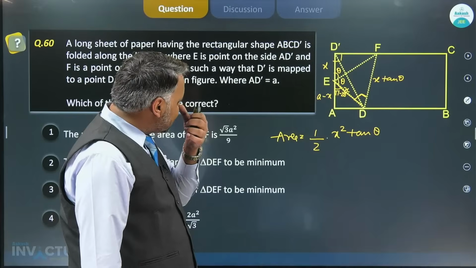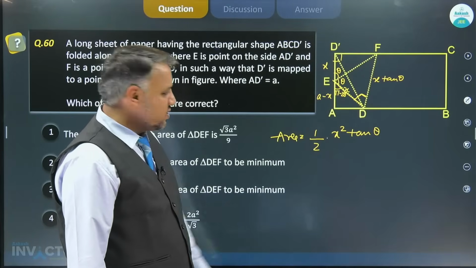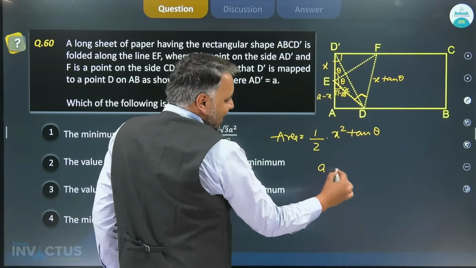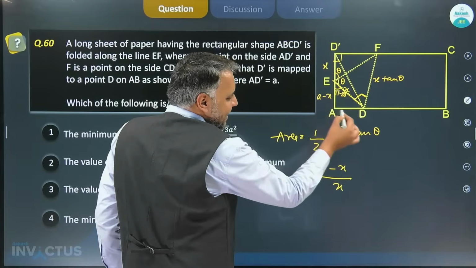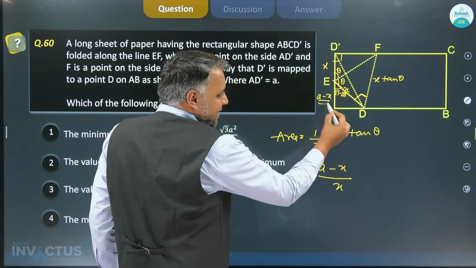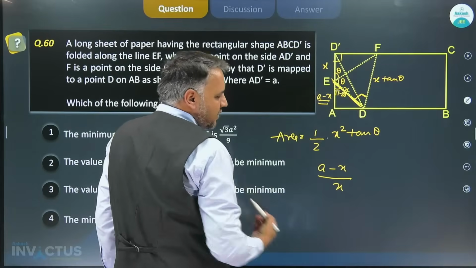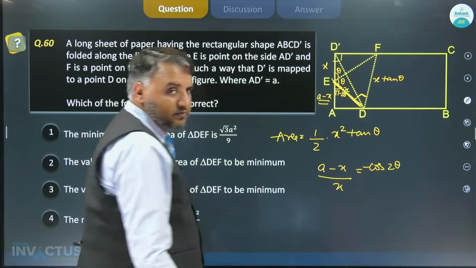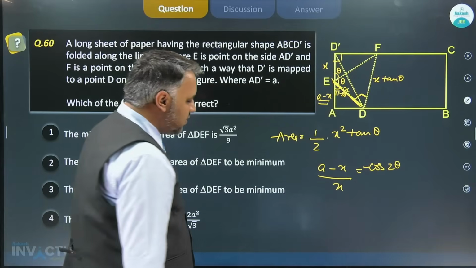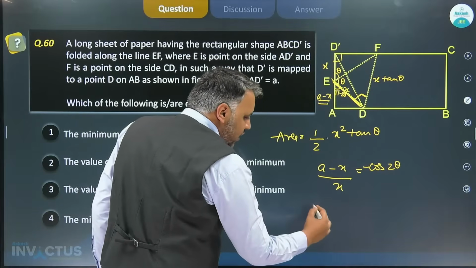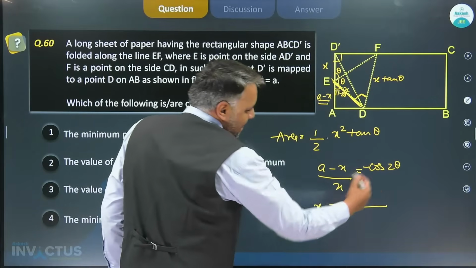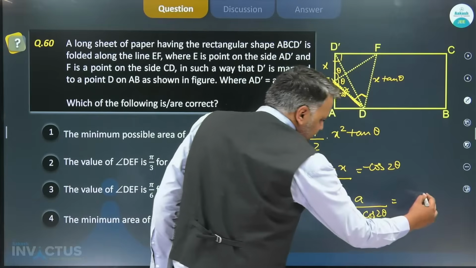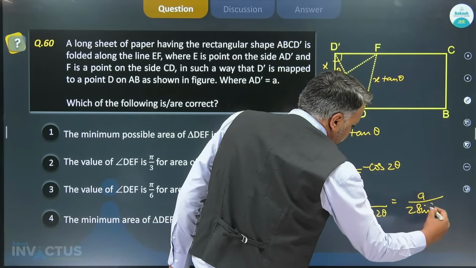Now can we calculate some relation between x and theta also, because there are two unknowns, x and theta. So from here you can see a minus x divided by x in this right angle triangle EAD, a minus x divided by x, this will be cos pi minus 2 theta or minus cos 2 theta directly. Cos of pi minus 2 theta, that is minus cos 2 theta. So from here we can get the value of x, and x will be equal to a upon 1 minus cos 2 theta, and that is nothing but a upon 2 sine square theta.